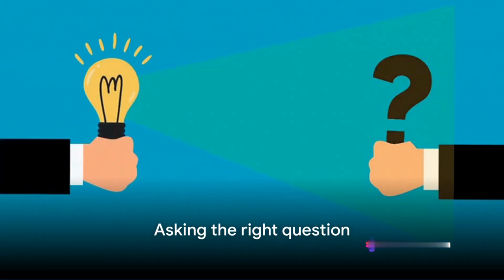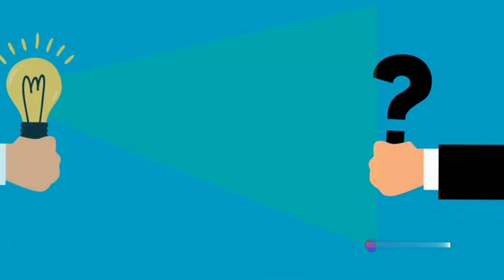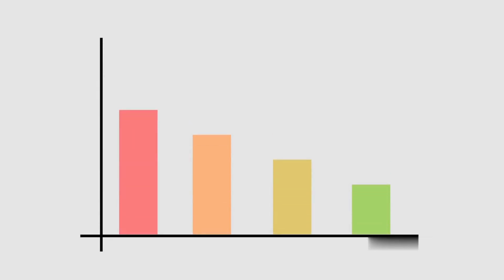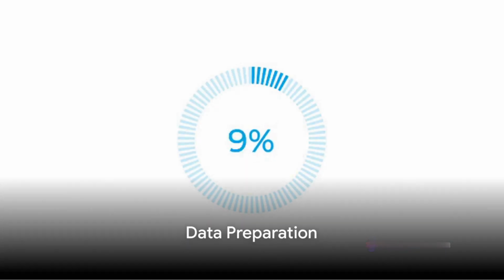The first phase is asking the right questions. Here, businesses define the problem they want to solve or the insights they want to gain. It's about understanding the objectives clearly, whether it's predicting customer behavior, optimizing supply chains, or assessing the impact of a new marketing campaign. Next comes data preparation.